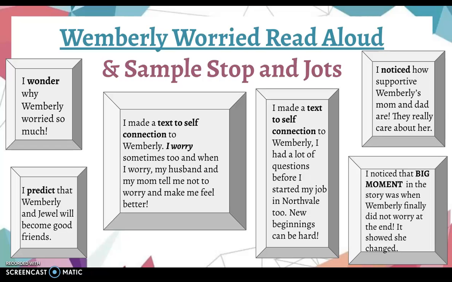I noticed a big moment in the story was when Wemberly finally did not worry at the end. It showed how she changed. So you can see these are all different examples of stop and jots that you can write about as you're reading. You can see I showed something that I was wondering, a connection I made, something that I noticed, a prediction I had, and something that I noticed from the most important or the big moment in the story.